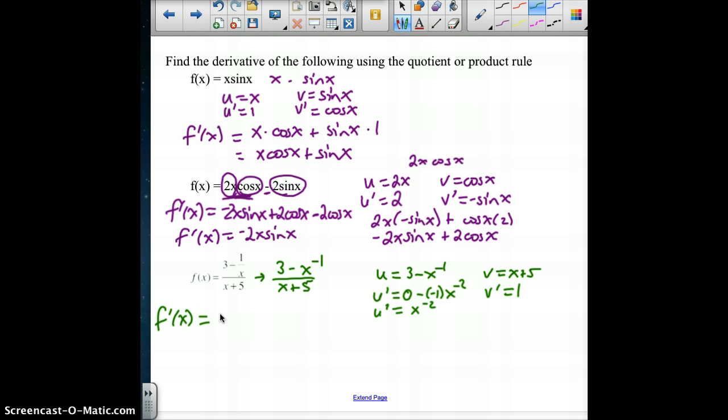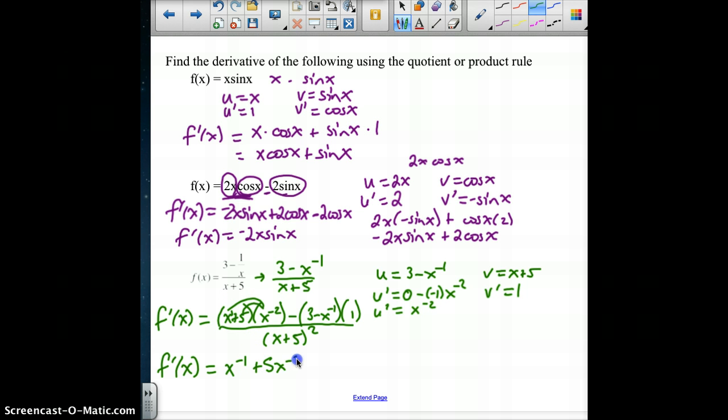I take the denominator, v, times u prime, minus u times v prime, all over v squared. Looks a little complicated. Scratch out or brush off the dust from all of your rules from Algebra 2 on how to deal with exponents. When I distribute that through, I'm going to add the exponent of negative 2 plus 1, so that's going to be x to the negative 1, because 1 plus negative 2 is negative 1, plus 5x to the negative 2, and then that negative distributes, so negative 3 plus x to the negative 1, oops, that's a 1, all over x plus 5 squared. Do not multiply out the denominator.